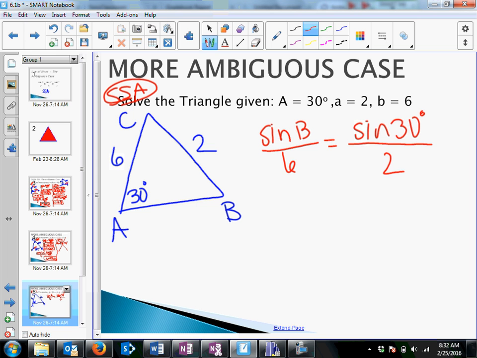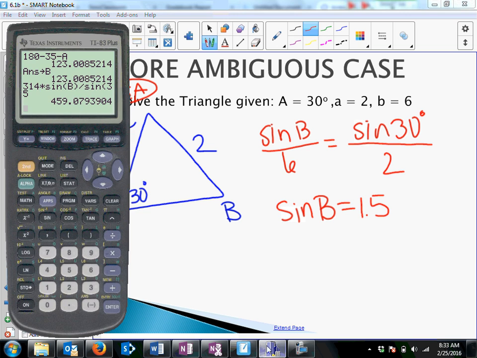What is the sine of 30? 1/2. What's 1/2 divided by 2? 1/4. What's 1/4 times 6? So you're saying that the sine of B is 1.5. What's going to happen in our calculator if we try to take the inverse sine of 1.5? Error. You're going to get a domain error because that will not work. 1.5 is too big.